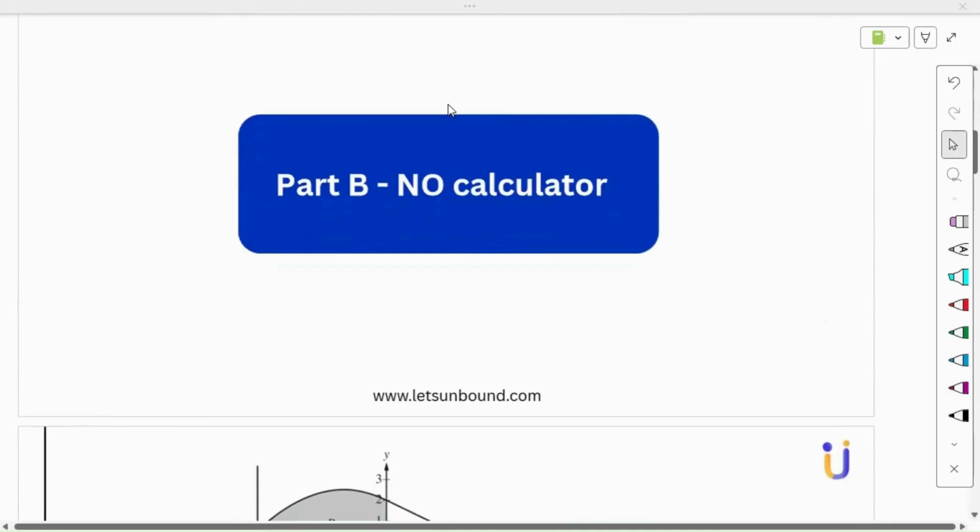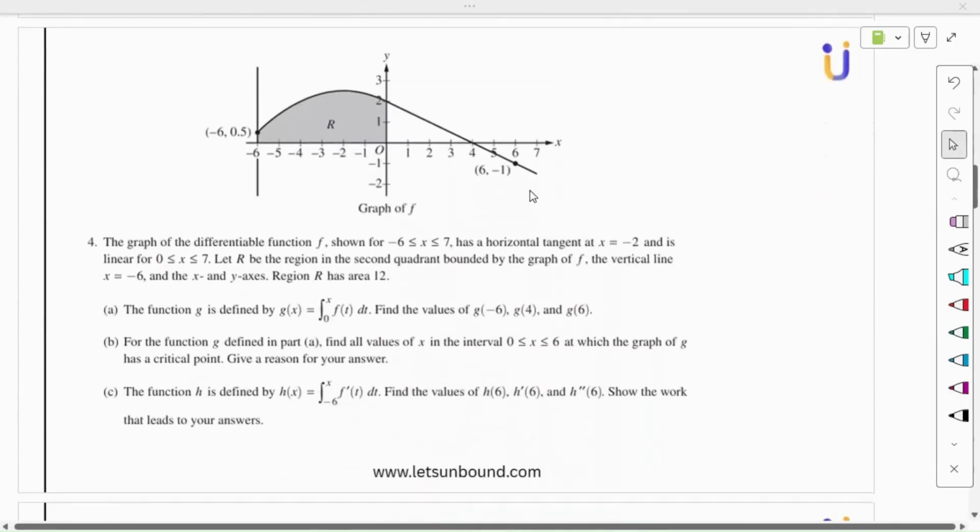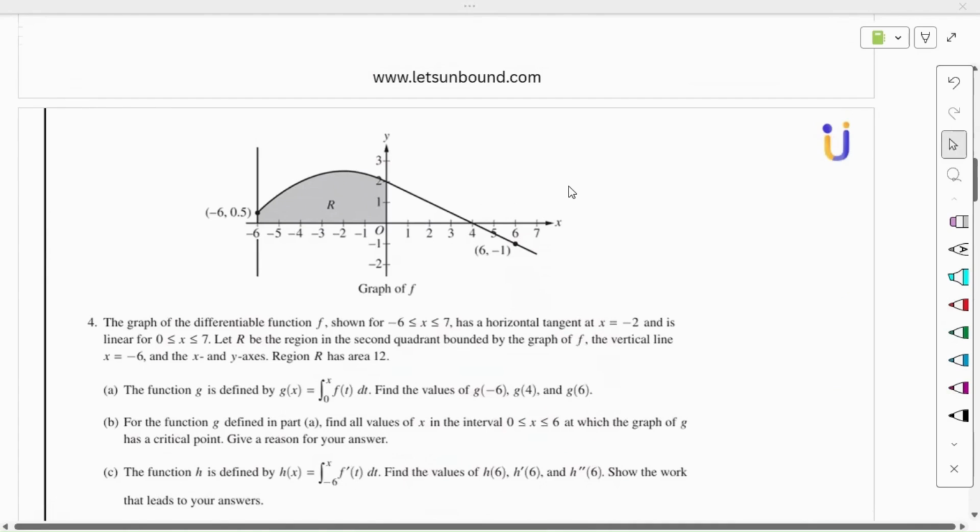And here, this is a no calculator paper. So without a calculator, we must know many concepts here. Pay attention and watch the video till the end.